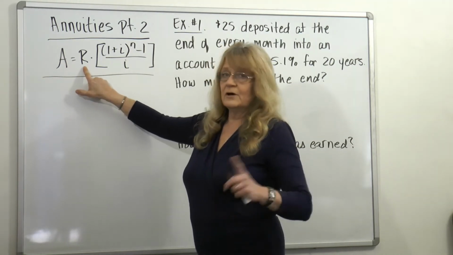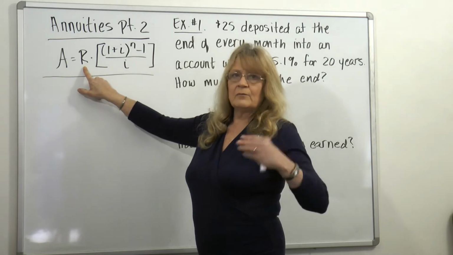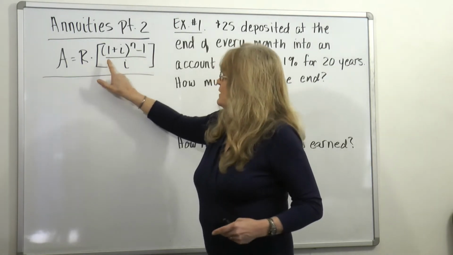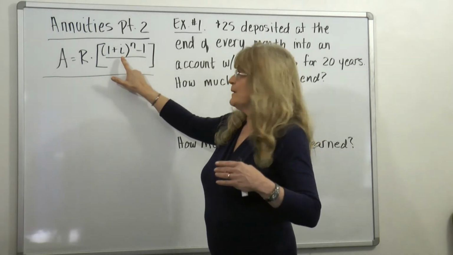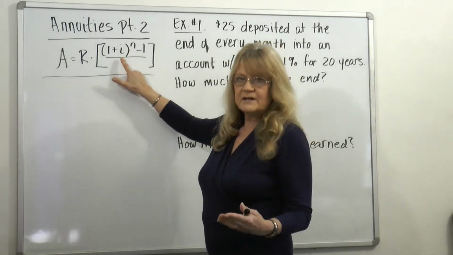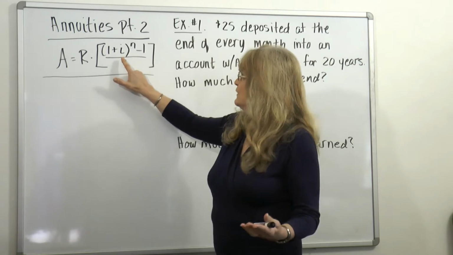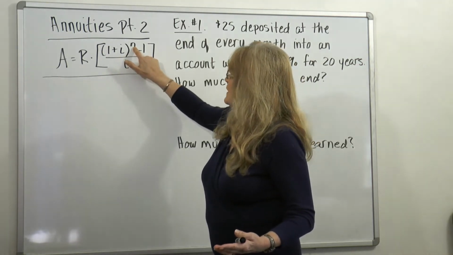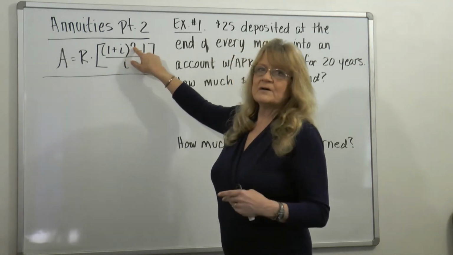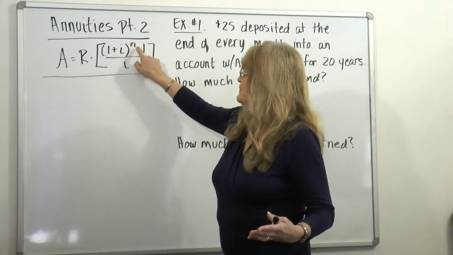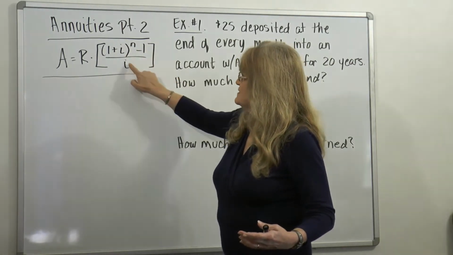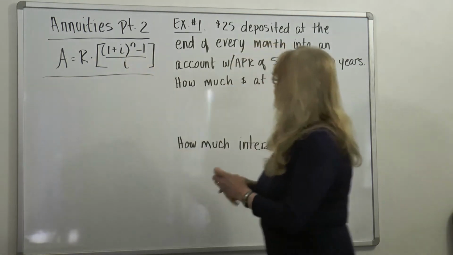R is not the rate. R is the amount of money that we're depositing every month. That's a 1. I is the interest rate divided by the number of times you deposit in a year. In this case, that would be 12. Okay? N is the total number of deposits. So it would be 12 deposits a year times however many years we're doing. That's another 1. And then this I is the same as that I.